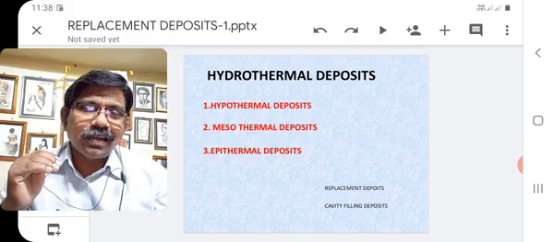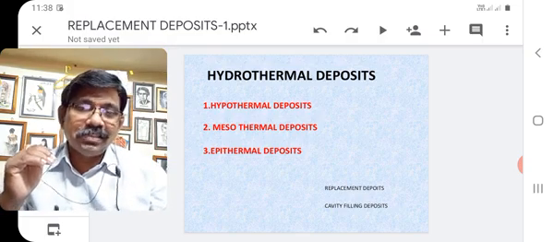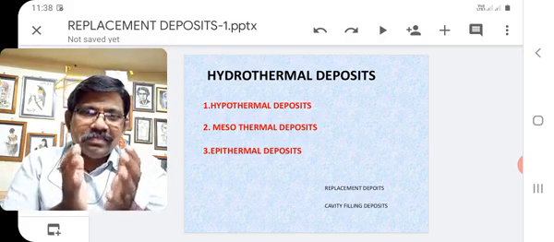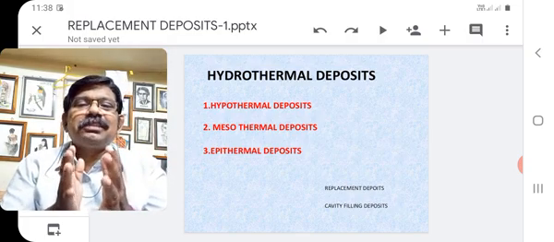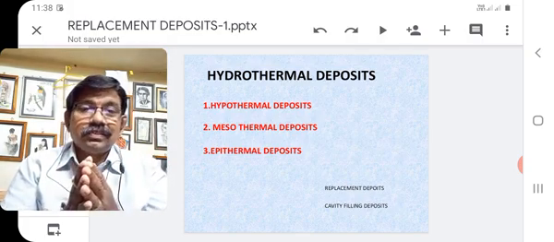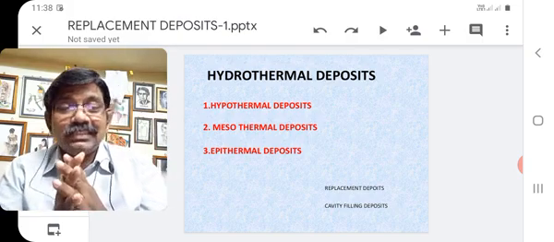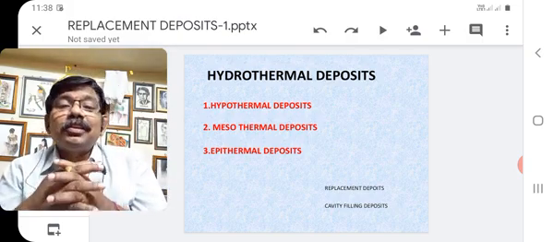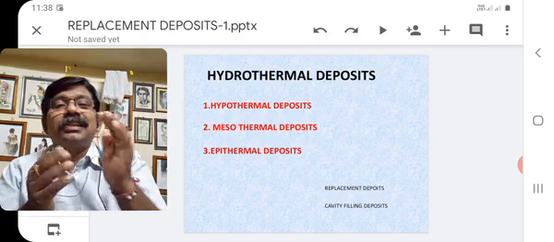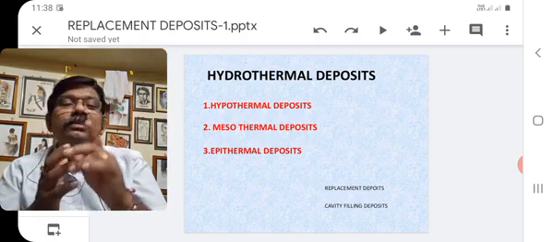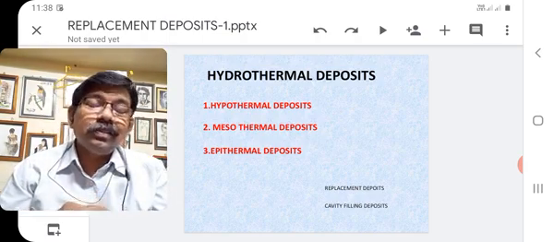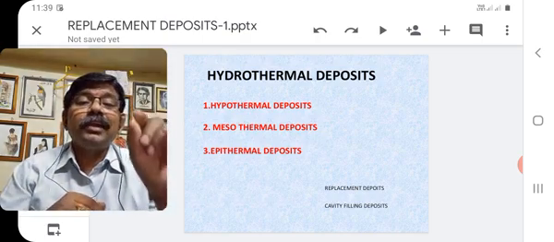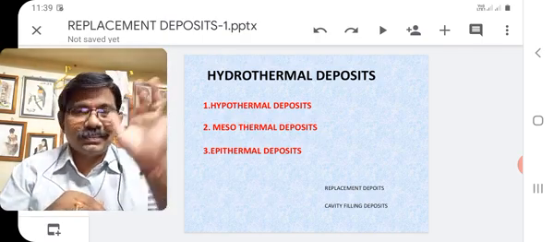Hypothermal deposits are high temperature deposits. Means when the liquid is at burning temperature, 500 degrees to 300 degrees. What is the limitation of the hypothermal deposits? 500 degrees to 300 degrees. It is known as the hypothermal deposits, very high temperature hydrothermal deposits.